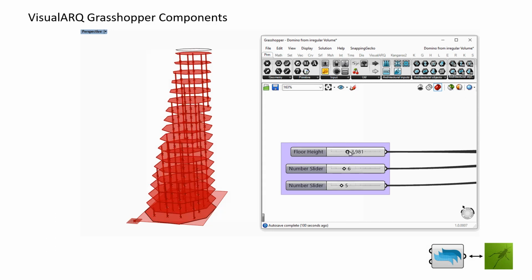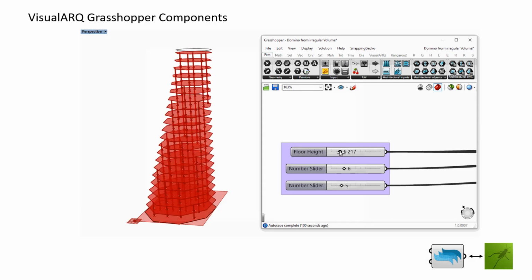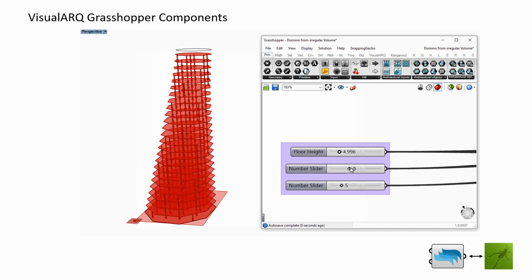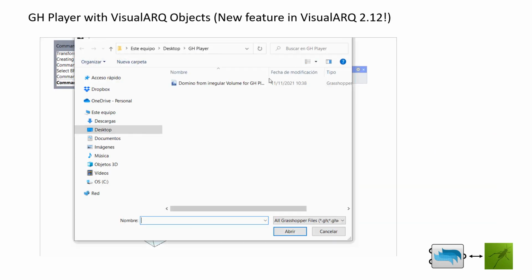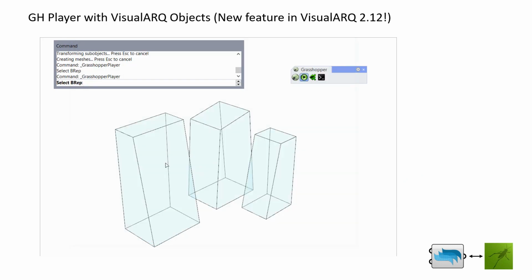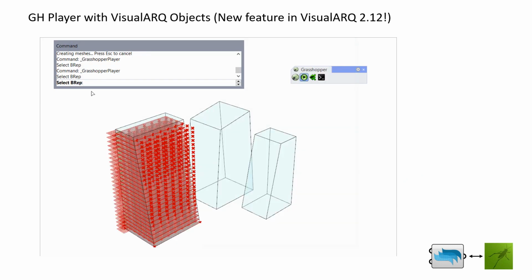This is an example of how to use columns and slabs in a Grasshopper definition for a parametric structural system of a tower. And in this other example, we can see how to automate the assignment of values for a specific property on a bunch of referenced columns by using only a few components. Another way to take advantage of the VisualARQ Grasshopper components is through the Grasshopper player, where you just need to open a Grasshopper definition which can generate VisualARQ objects and follow the steps in the command line to produce parametric results.